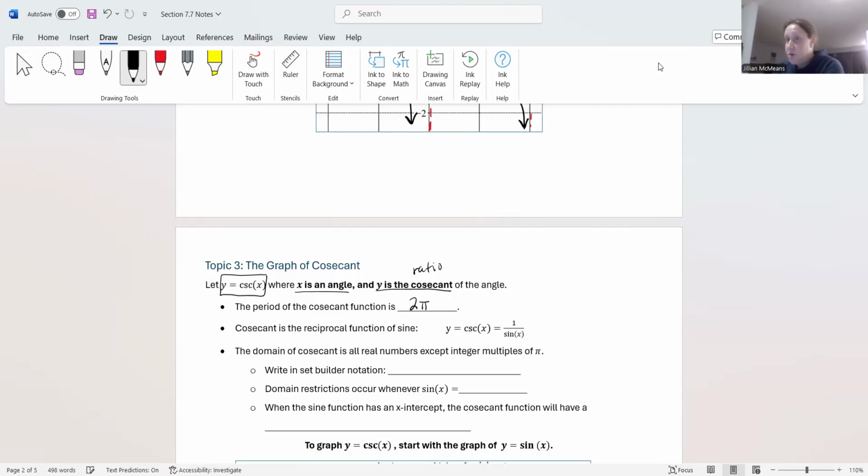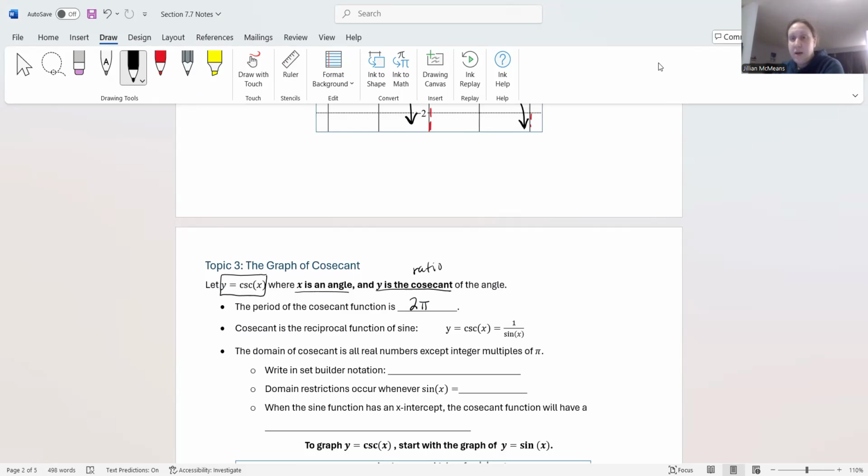Okay? We need to also remember that cosecant is the reciprocal of sine, and that's really important because if we can graph sine, which isn't too hard to graph, we're okay at graphing sine, then we can easily sketch the rest of cosecant, and it's not too bad.